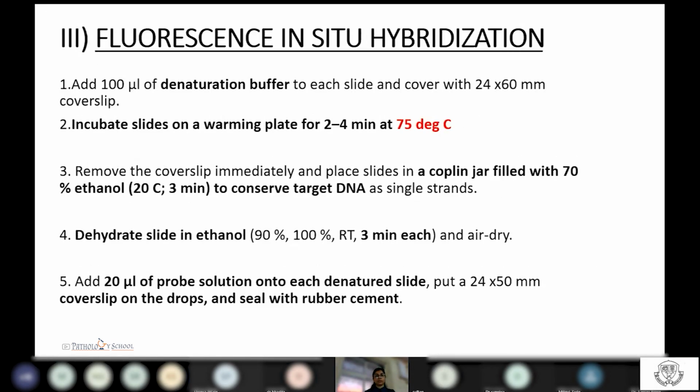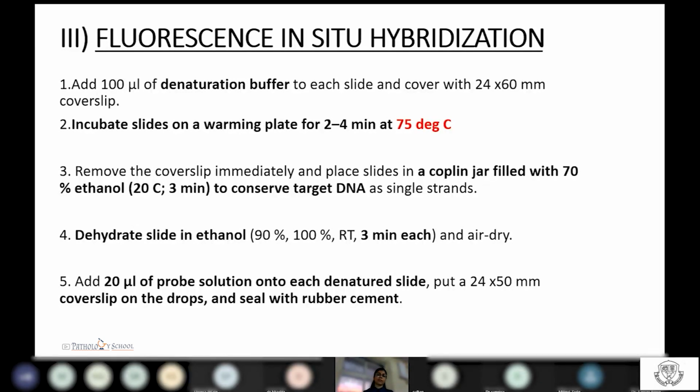Now the main part of your FISH is the addition of your denaturation buffer to it. Then you incubate it on the warming plate at 75 degrees Celsius. You remove the cover slip, dip it in 70% ethanol to conserve the DNA, and dehydrate the slide in ethanol. Lastly, you will add 20 microliters of your probe solution, which is your commercially available probe solution. You'll add it to your denatured slide to allow it to hybridize well.